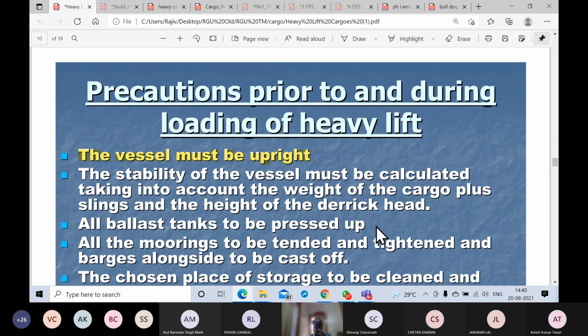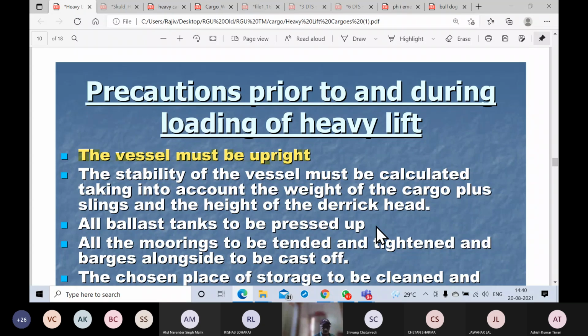That is why it is important that the vessel must be upright, no list initially, so that when the weight of the cargo shifts to the derrick head or the crane head or the boom head, if you are using derricks, it will not reduce the GM to such an effect that you can develop a capsizing moment or a negative GM. You are aware of what is negative GM. The vessel can become unstable.